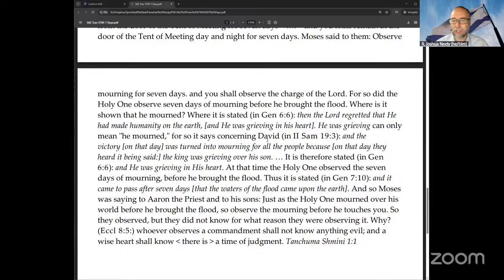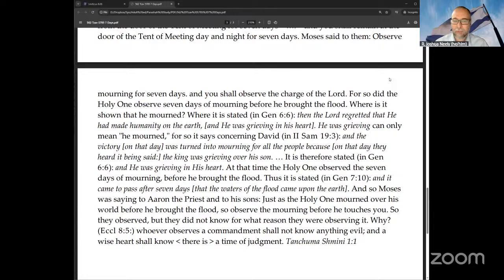Thus it is stated in Genesis 7, "And it came to pass after 7 days that the waters of the flood came upon the earth." So there was God's Shiva in advance of the death that was about to come. Never think that God wanted to bring the flood. Never think that God didn't care about those who were dying in the flood. God indeed grieved for what was happening.